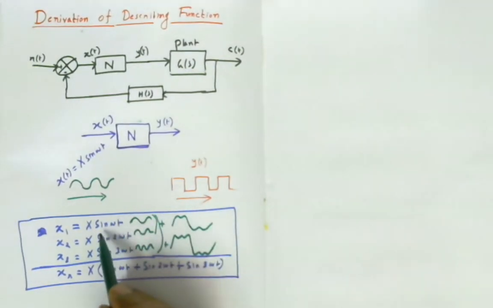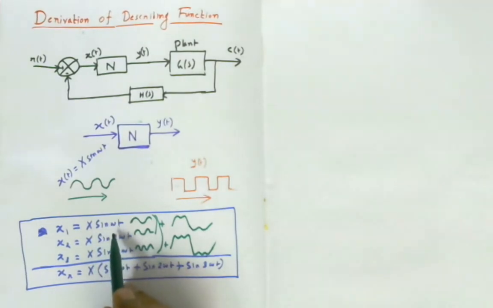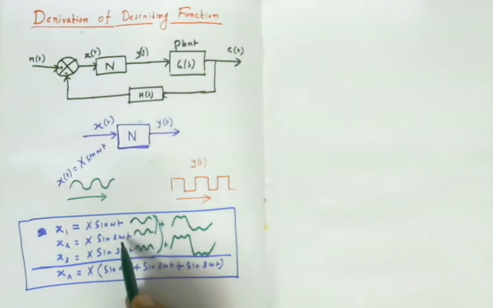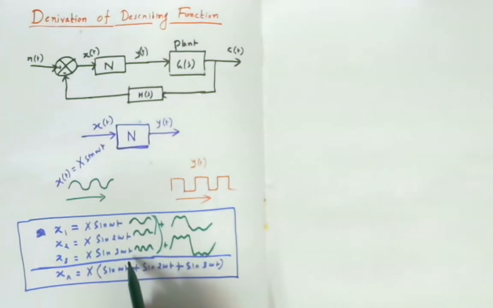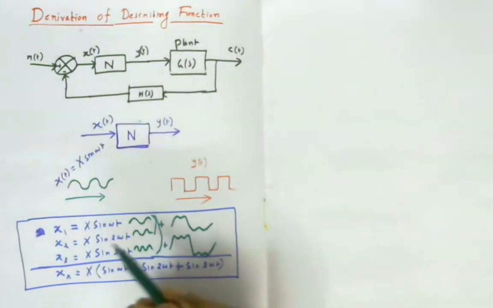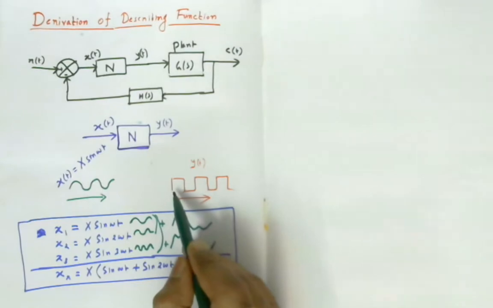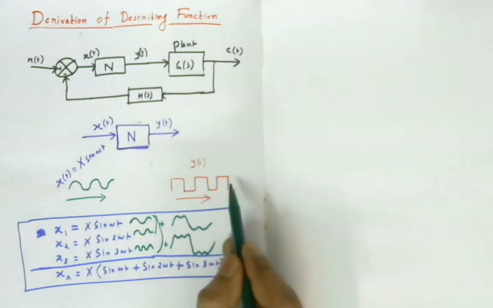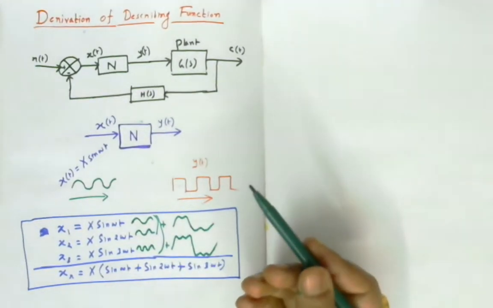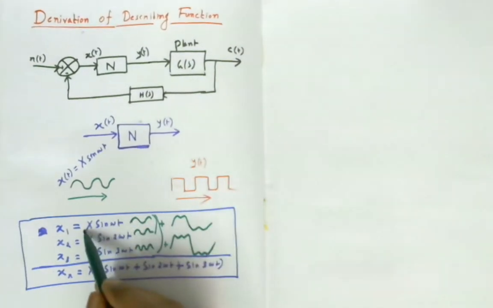The fundamental component in this case is sine omega t, but 2 omega t is a higher frequency component. These are called harmonics. This is the second harmonic, the third harmonic. If you add 4 omega t, it is the fourth harmonic. If you add 5 omega t, it is the fifth harmonic. If you add up to n omega t, it is the nth harmonic. So the pure square waveform is found by adding a number of harmonic components with the fundamental component.